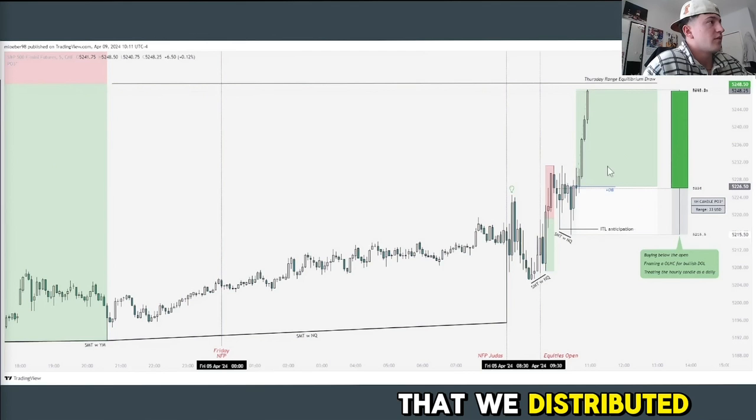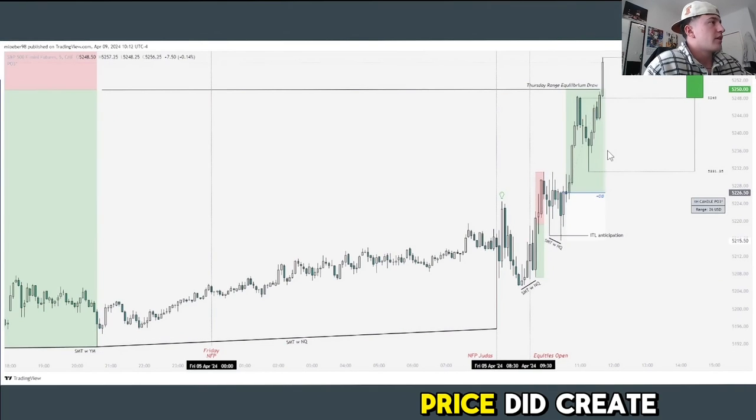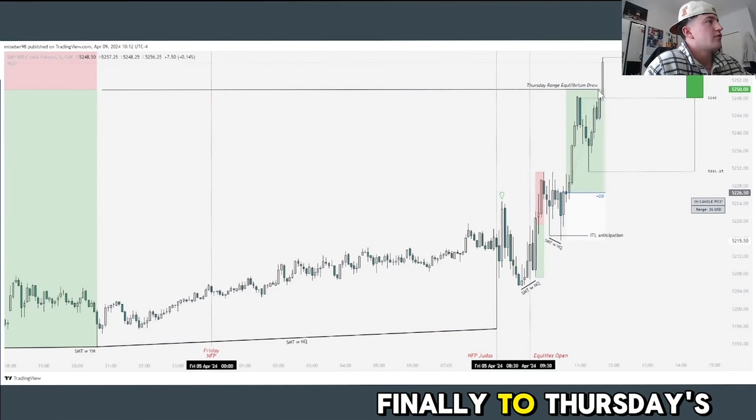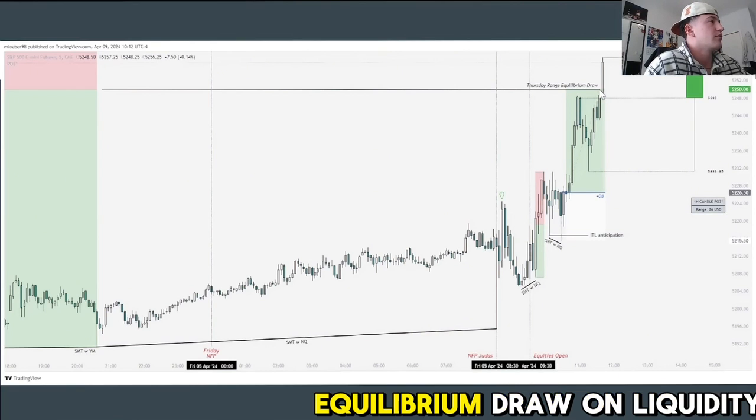We distributed from that order block, but if you guys also know this and you wanted to hold the trade longer, an intermediate term low is not confirmed until we have a short term low to the right of it. And if you look in the next slide, price did create a short term low, retracing a little bit into the fair value gap, and then distributing finally to Thursday's range equilibrium draw and liquidity.